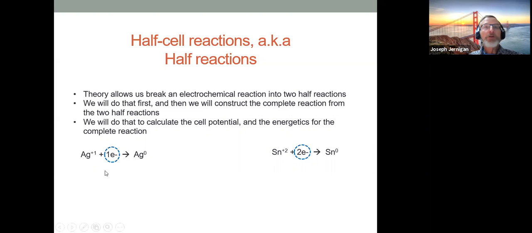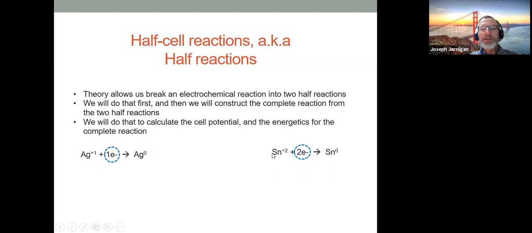On the left, all you need is one electron. On the right, you need two, right? Because tin, in one of its more naturally occurring states, exists in the +2 state. That's its stable state. So the valence electrons of 2+ are relatively stable in solution at least, okay? And so that takes 2 electrons.